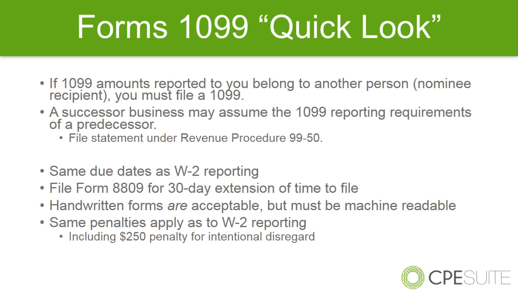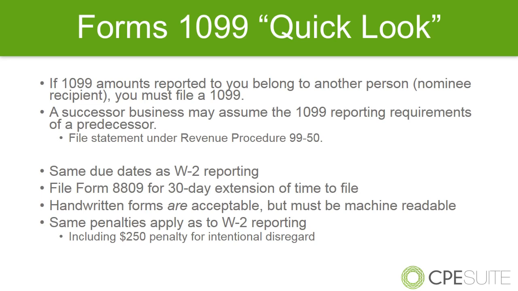So it is important for us as tax professionals to understand that if we have a client that says, oh, this 1099 was issued to me, but the income really belongs to my brother, then it is on us to make sure that a 1099 gets issued to the brother for the same amount.